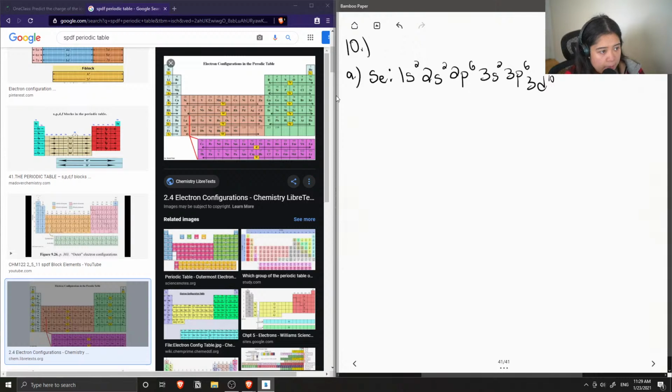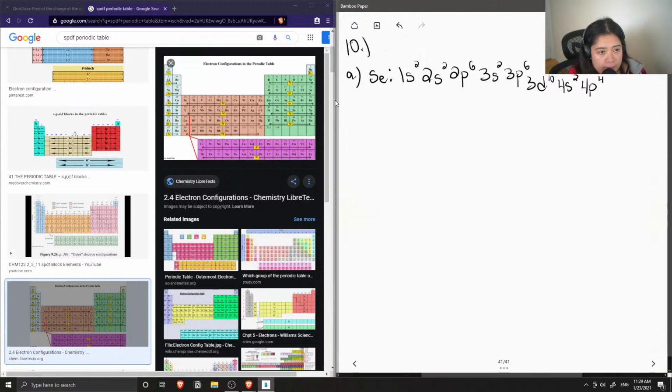3d10, and then 4s2. And now up to the selenium, we just write 4p and then count out all the electrons until we get to our desired element. So we count 1, 2, 3, 4. Okay, so this is the electron configuration of a ground state selenium ion.